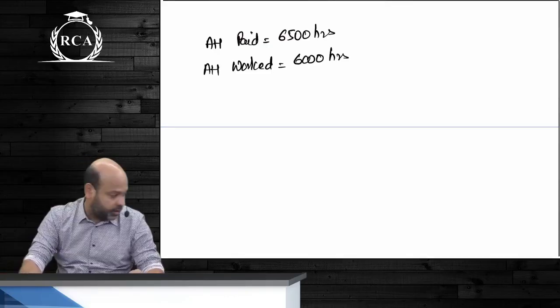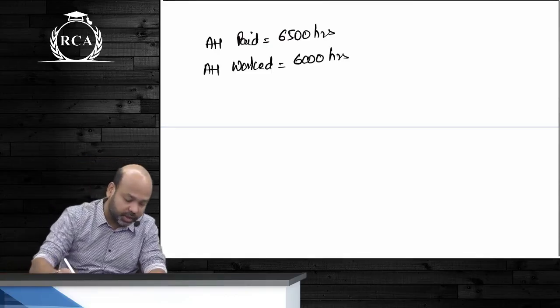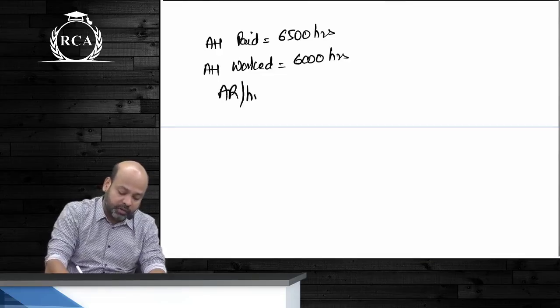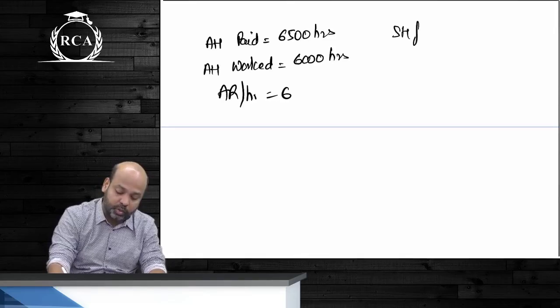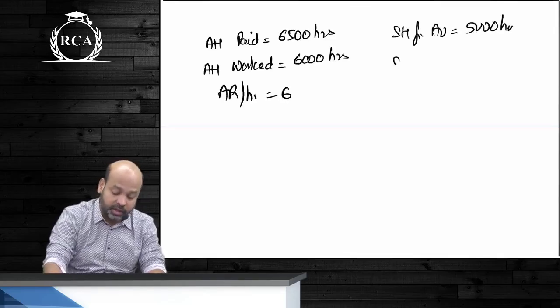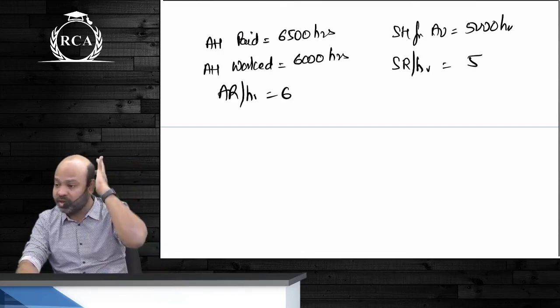So actual hours worked, beta, let's say 6,000 hours. Actual hours paid is 6,500 hours. वही बाकी details बेटा. Actual rate per hour was 6 rupees. Standard hours for actual output, previous question, guys, 5,000 hours. And standard rate per hour was 5 rupees. How is this going to change our variances?